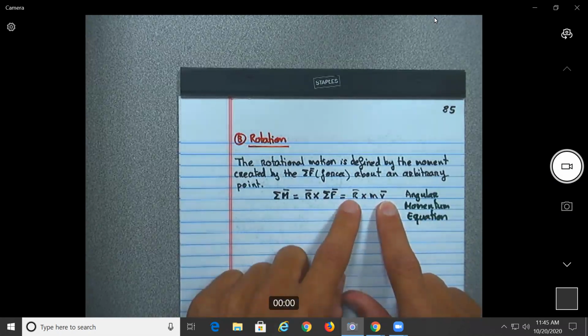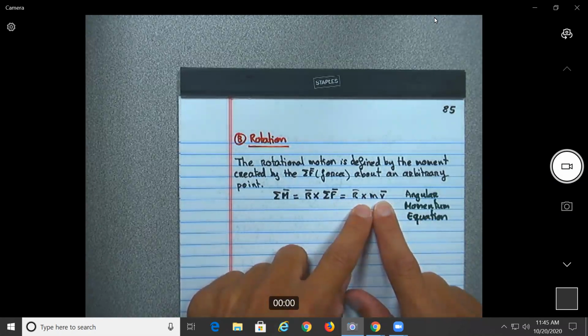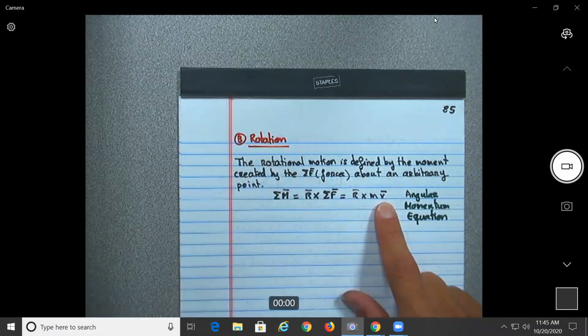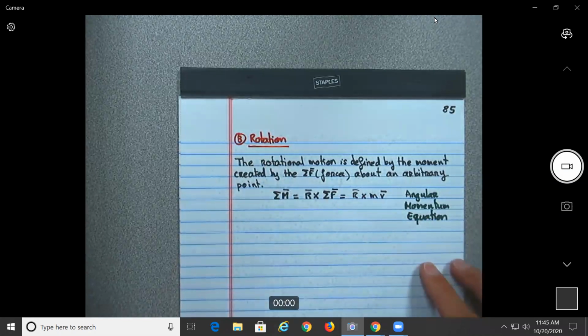What happens if they start closing their arms? The spinning velocity increases, no? Because the R decreases and the spinning velocity, in order to keep it constant, needs to increase, okay? That is what the principle of angular momentum is all about, okay?